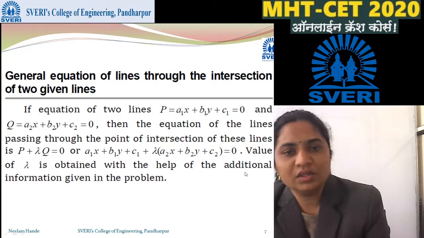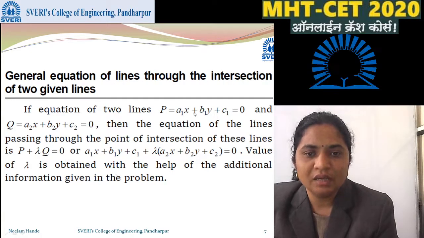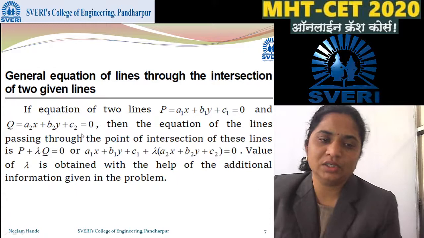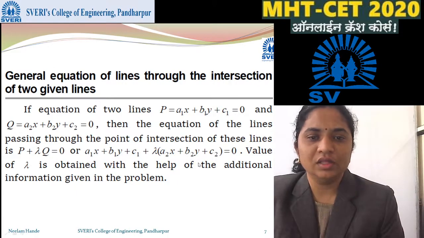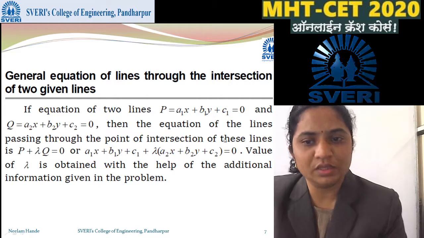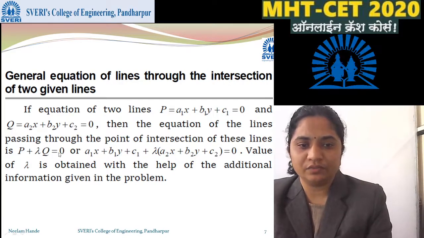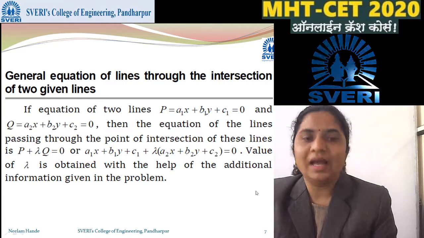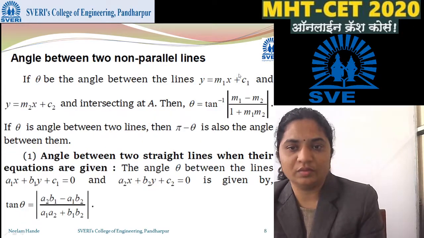Next, the general equation of a line through the intersection of two given lines. The two given lines are, say, P and Q: a1x plus b1y plus c1 equal to 0 and a2x plus b2y plus c2 equal to 0. Then the equation of a line passing through the point of intersection of these lines is P plus lambda Q equal to 0. And lambda can be obtained with the help of additional information in the problem.